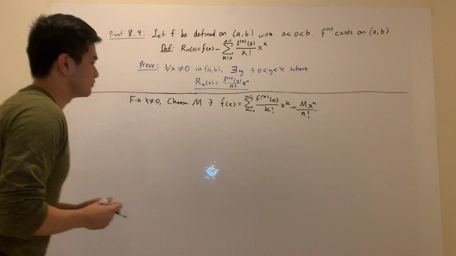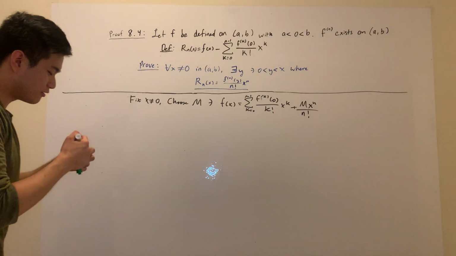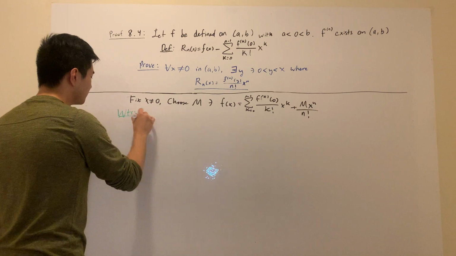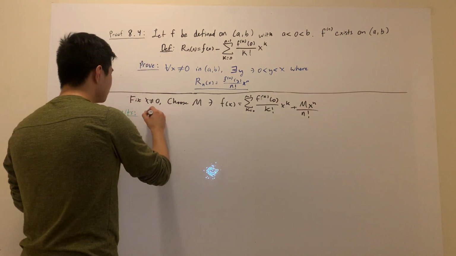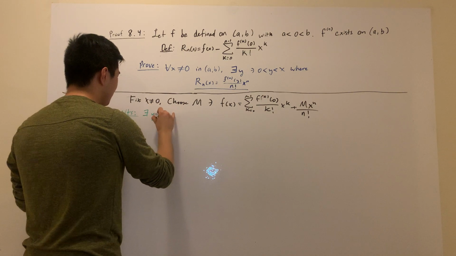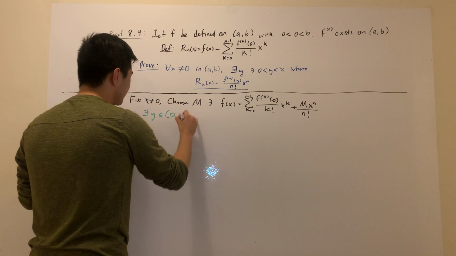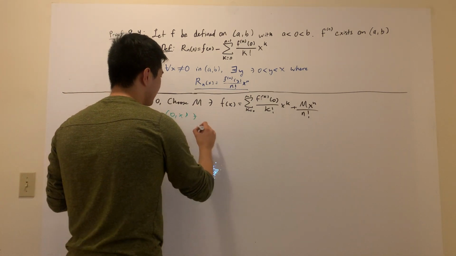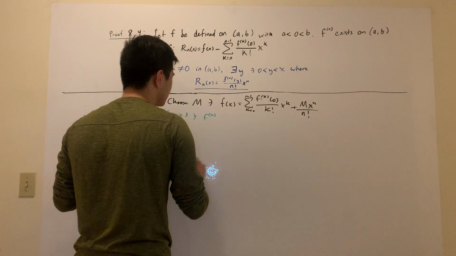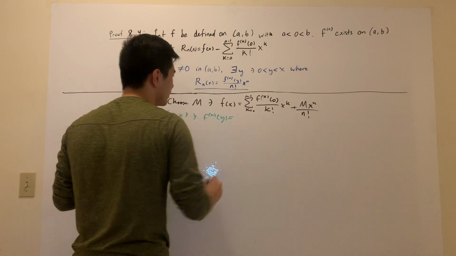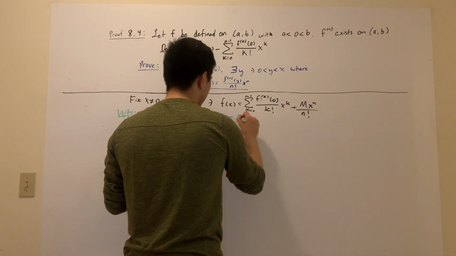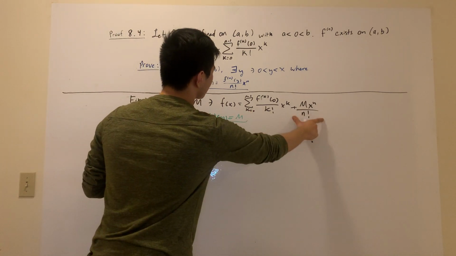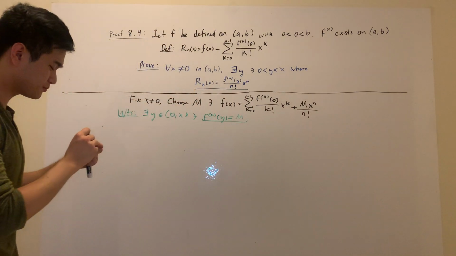over n factorial. So now we want to show that there exists a value of y in the range of 0 to x such that the nth derivative of f at y equals M. Basically, we can put this right back in there and we'll get the remainder that we see right there.